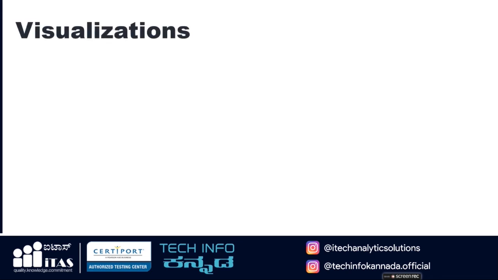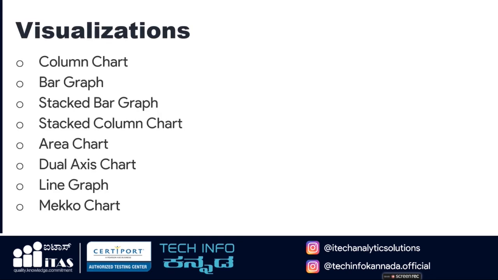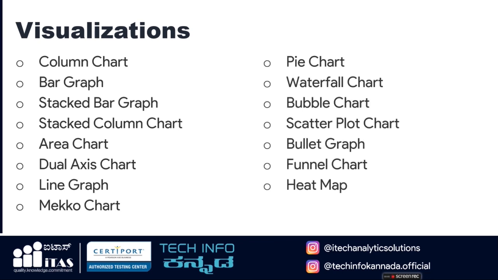And then the visualizations. We have various visualizations like column chart, bar, stacked column chart, area chart, dual axis, line graphs, pie chart, waterfall chart, bubble chart, scatter plot, bullet, funnel, and heat map. We'll understand all these charts. I'll also explain where these charts can be used in dashboards and reports to explain the raw data we have imported from various data sources.